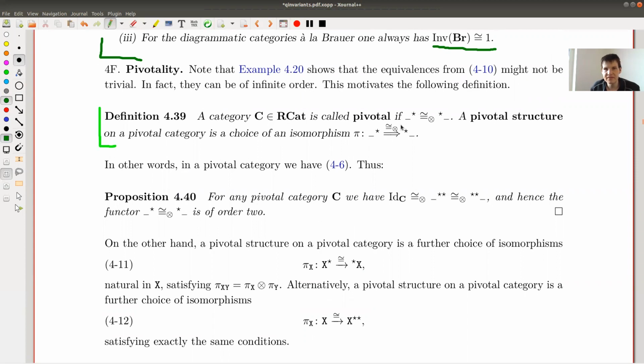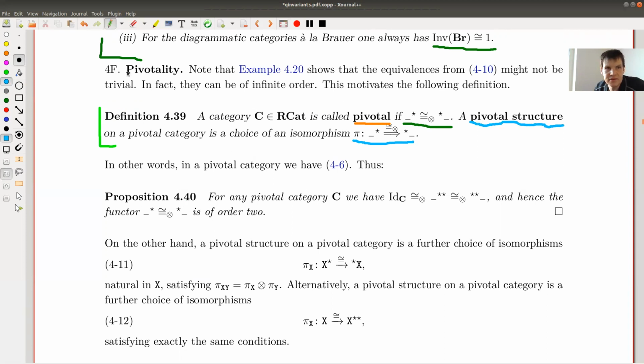Pivotal is just a little bit stronger than left and right duals agree. You say the functors of left and right dual are isomorphic. It's a stronger statement than left and right duals agree, right? It's also saying something about morphisms. And so then I call this category pivotal. The functors are isomorphic. And again, the literature is a little bit of a mess with respect to pivotal structures, because what you can also call pivotal would be a certain choice of isomorphism between those functors. And I will call this a pivotal structure.